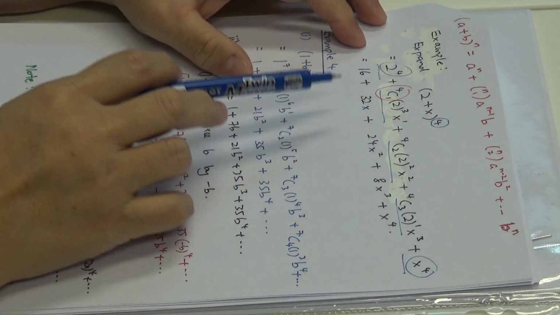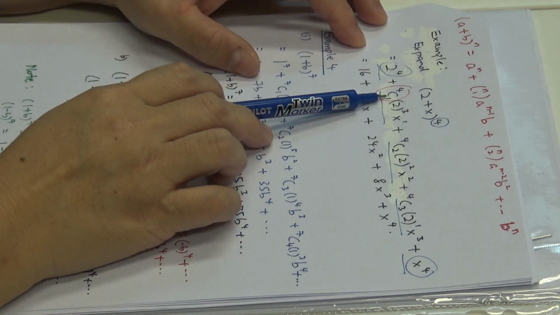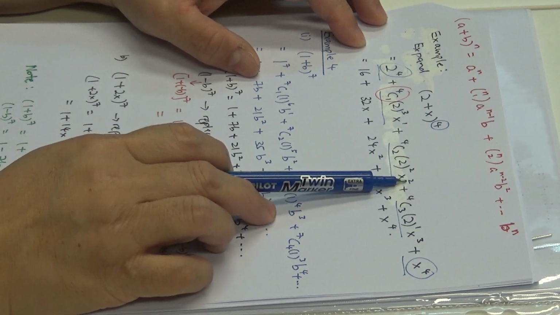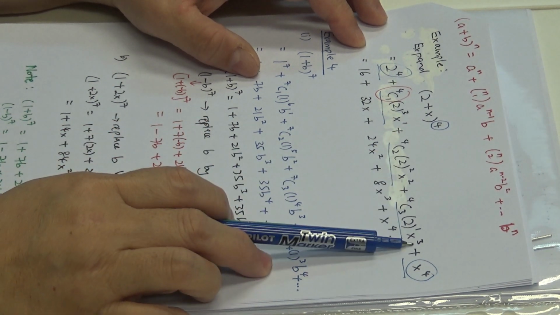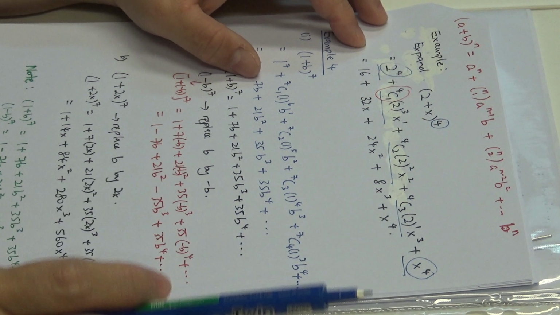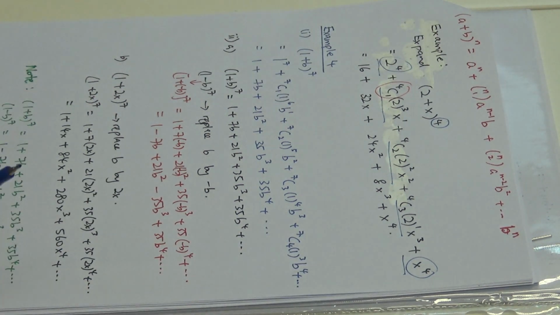Okay, now bear in mind one more thing that you can check. When this is choose 1, this will be power 1. When this is choose 2, this will be power 2. Choose 3, this will be power 3. So there are various ways that you can check.